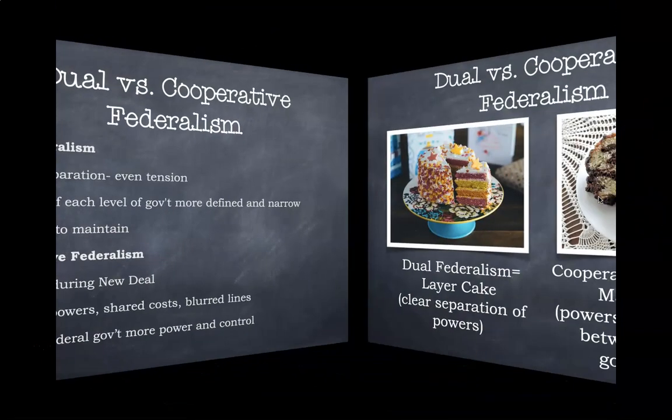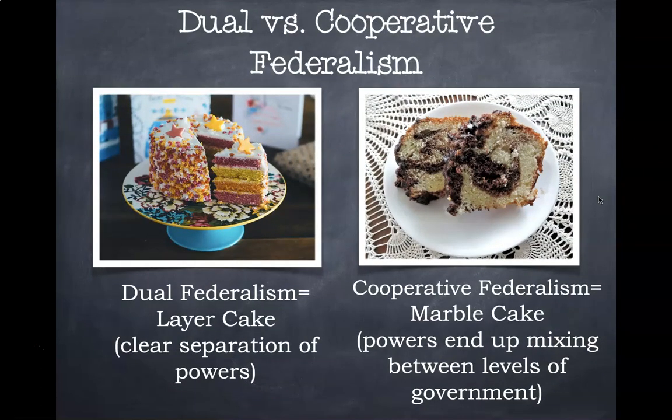This is an example, and it's also in your notes, of dual federalism versus cooperative. So notice that on the dual federalism side, you've got that pretty cake. It looks great right now. And it's separated by layers. They do not intertwine. However, on the other side, cooperative federalism is a marble cake, and all the layers work together. It also kind of confuses you because you don't know where the power is, or who has the power.